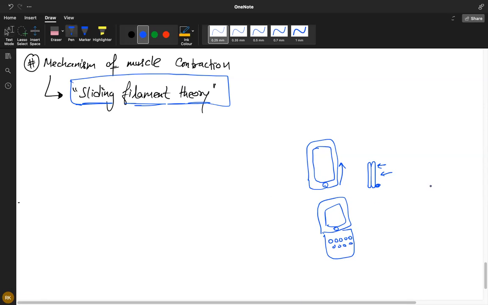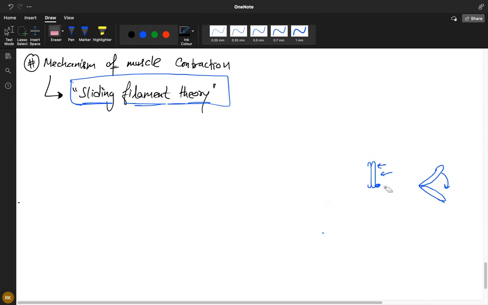Similarly, there was a foldable phone also. This was the screen and this is the keypad, and it will fold on itself, while in the other case, it will slide. So similarly, it's the sliding filament theory that explains how muscles work. So what happens first? Let's write certain things. Write down.